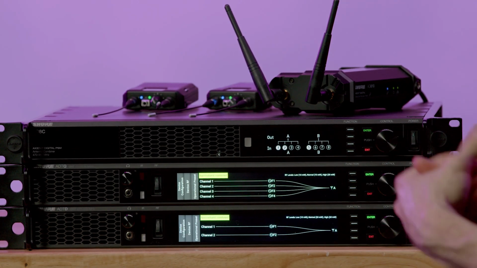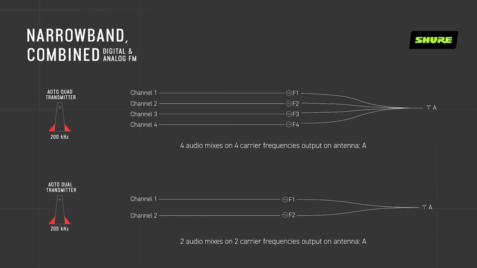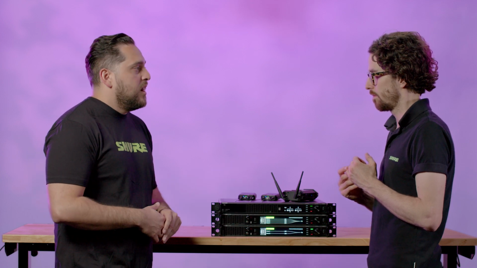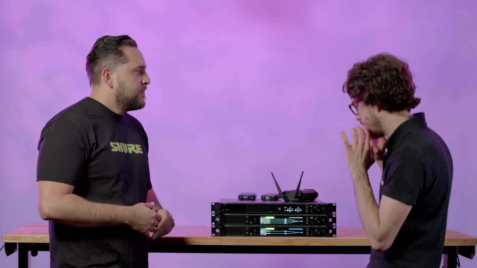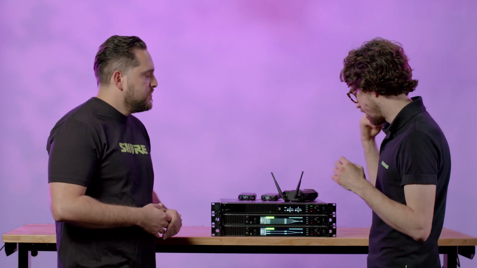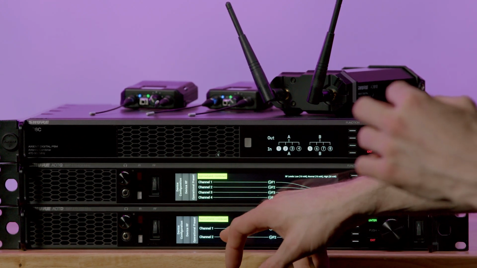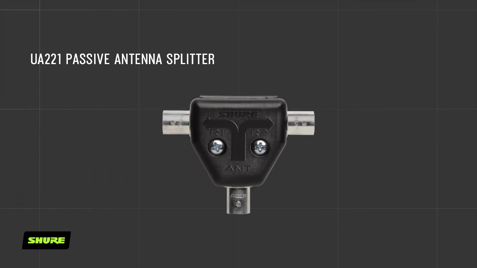Let's have a look at the next one. This is narrowband combined. Yeah, so narrowband, which we talked about, you have a channel that has its own dedicated frequency, but the transmitter devices are able to combine that internally without the use of an external combiner. And then you could use an external combiner to combine that after the fact as well. Okay, so this is more traditional to how we would have done stuff previously. It's a digital narrowband signal, but we're combining down to 1 BNC. So on the quad, it's channels 1 to 4 to A, and on the dual, it's channels 1 to 2 to A. If you wanted to do this on PSM 1000, you'd have had to have a UA221, right? Like a little passive combiner. Right.